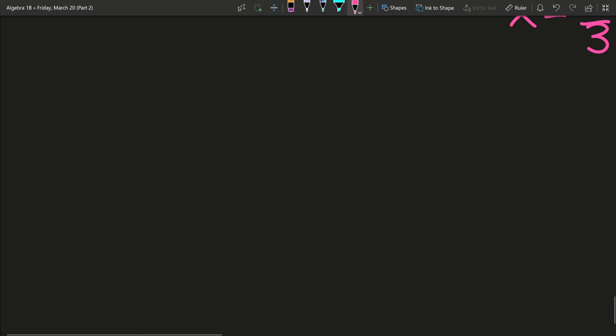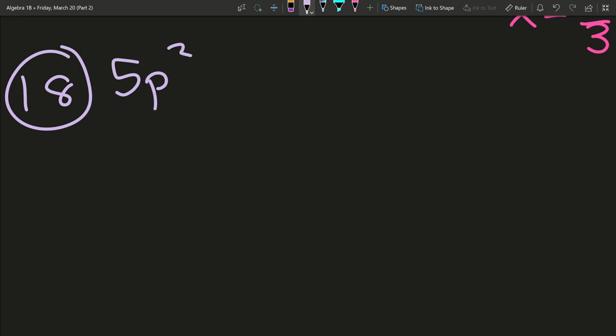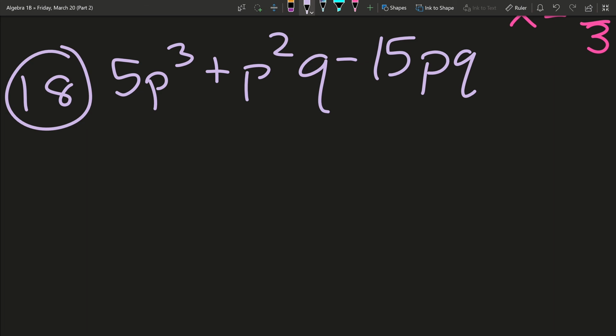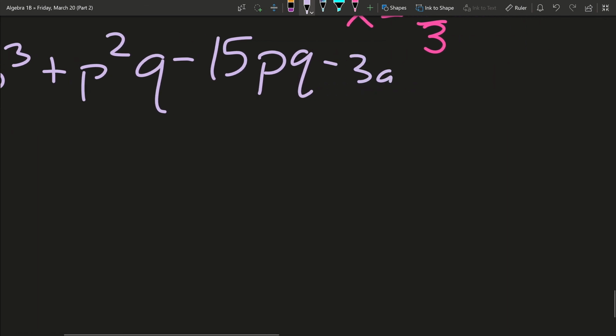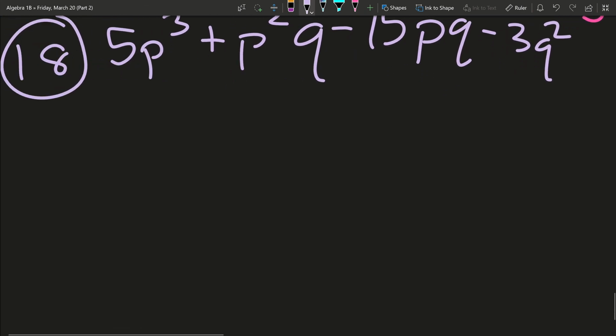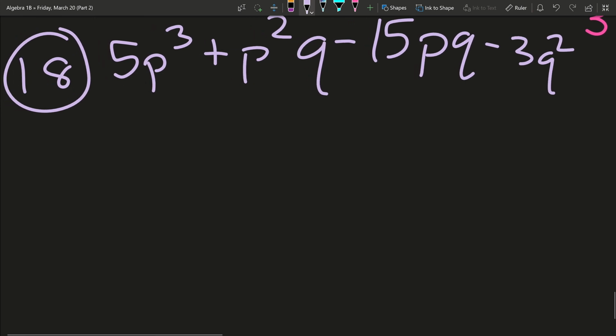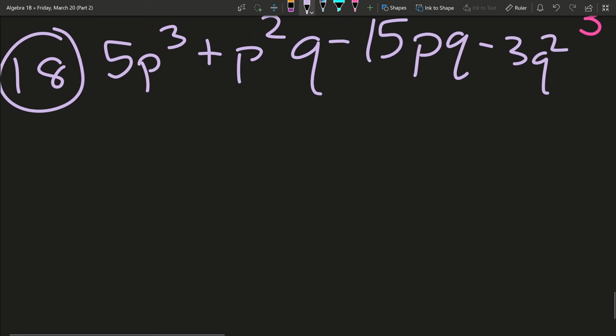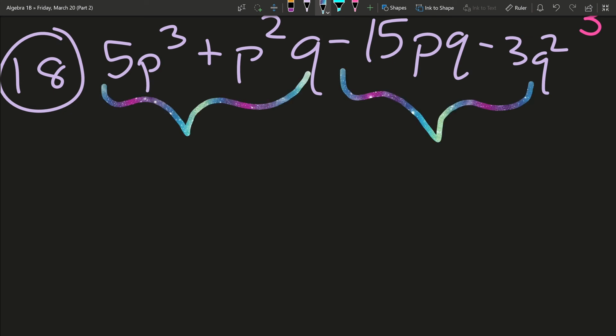Now let's move on to number 18. We have 5p to the power of 3 plus p squared q minus 15pq minus 3q squared. Alright, let's try this one out. So once again, we're going to need to group. So let's figure out what the GCF is of this piece, and then figure out what the GCF is of that piece. Since p to the power of 2 q does not have any coefficients in front of it other than 1, there are no numbers that we can take out.